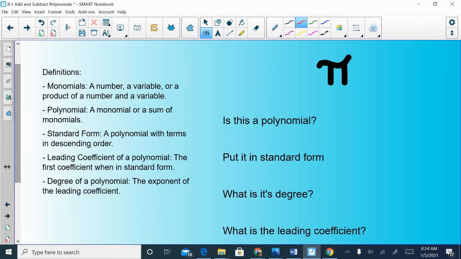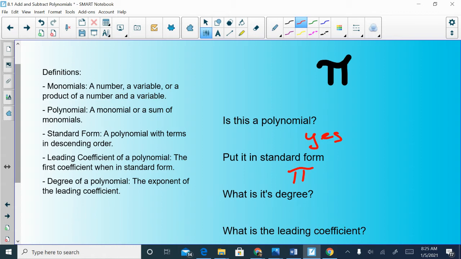This is kind of a weird one. Is pi a polynomial? Well, is it a number, a variable, or the product of a number and a variable? It absolutely is. It's a number, right? So once again, the exponents have to be whole numbers. The exponents cannot be fractions, but the coefficients can be. So yes, this is a polynomial. It's already in standard form. There's nothing we can do to rearrange it.